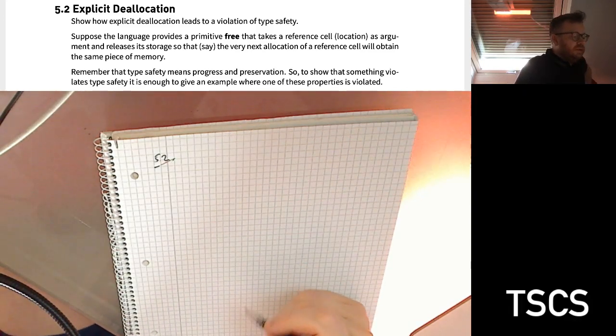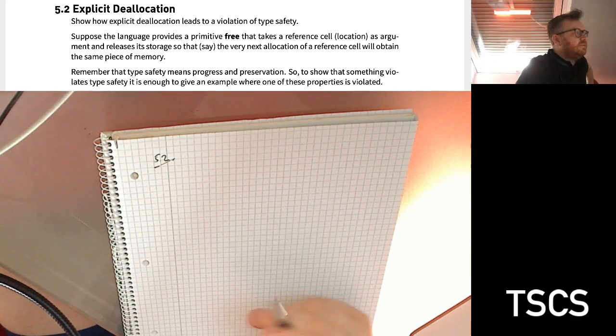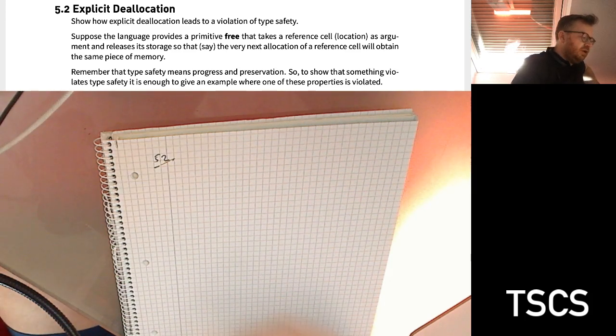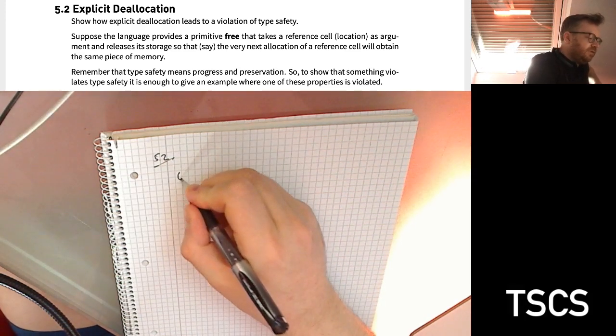So this example program should use the free at some point, and of course, we're talking about type safety and violations of type safety, so doing everything with the same type would probably not help very much. So let's construct a little something.